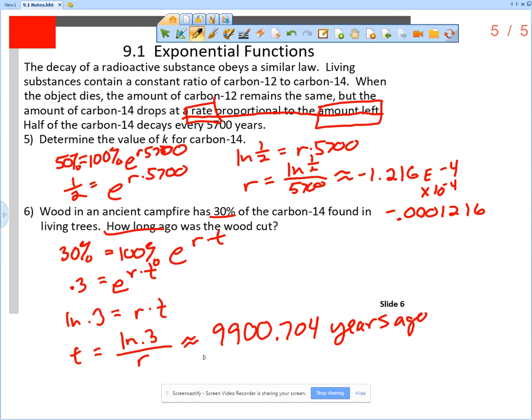Now, does this answer make sense? It takes 5,700 years to become half. So in 5,700 years, 100% would become 50%. And then in another 5,700 years, 50% would become 25%. 30% is slightly more, so it would take less, of course, than 5,700 times 2. So it makes sense. All right. So all of your homework questions are pre-calc questions with the underlying calculus that we can use, the A equals Pe^(rt) formula.